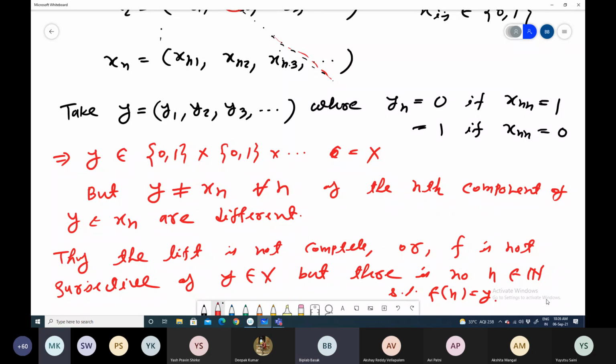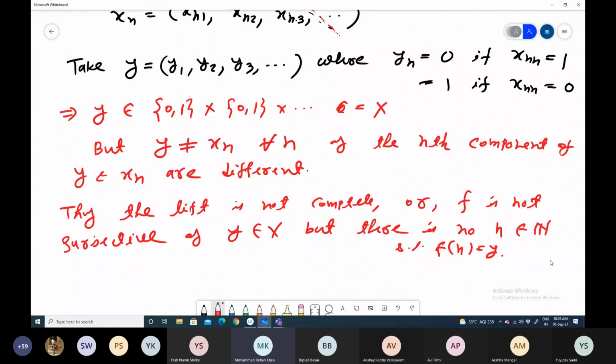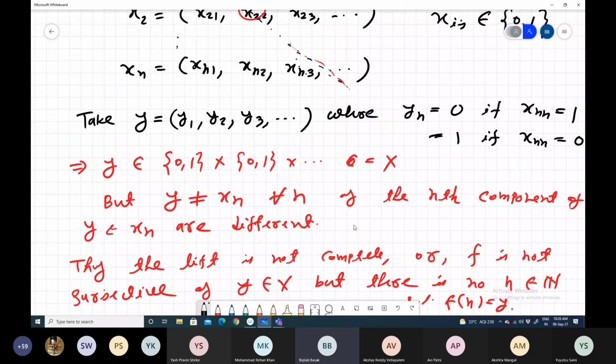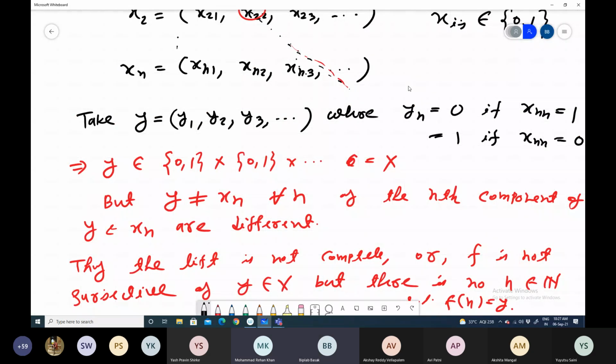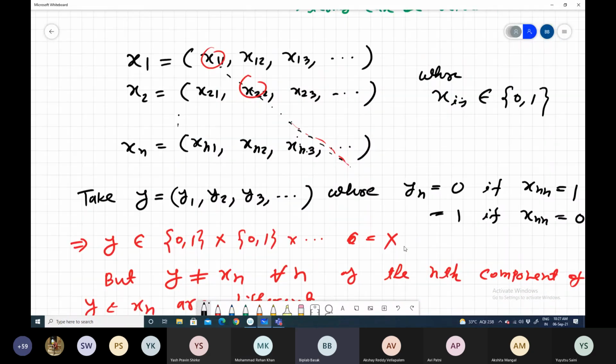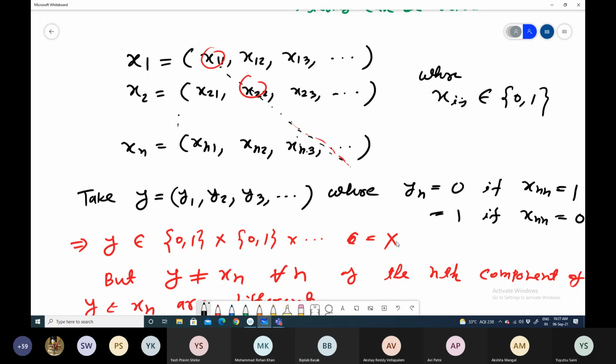What does the y represent? Yn and y1. Yes, what is your question? What does this y1 represent? Yn or y1? Yes, yn means y1, y2, y3, all. So what is y? We are taking y as an element of X, right? And what are the elements of X? This is a sequence of 0, 1.